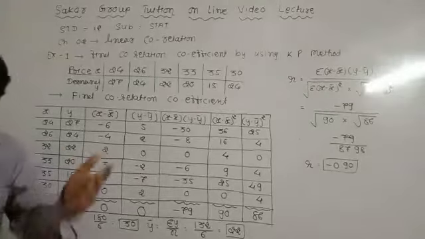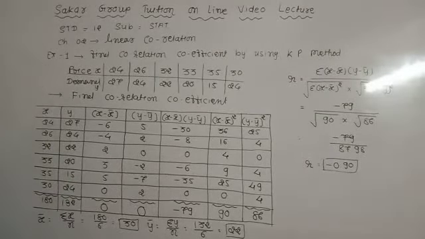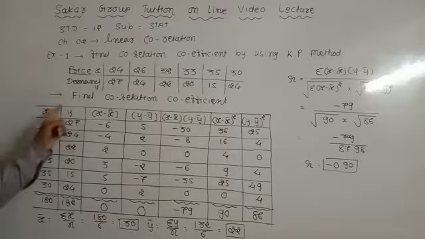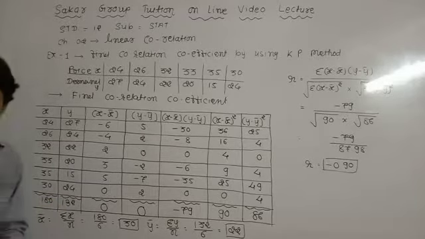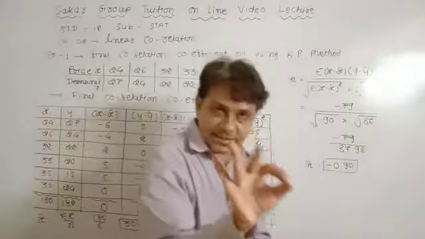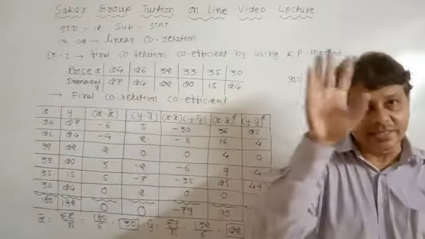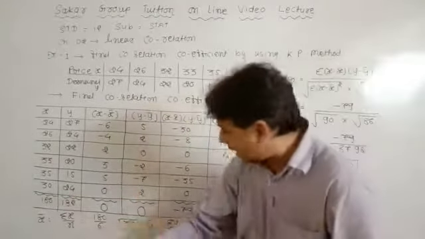You have already studied this calculation before. Suppose we have to find X bar, then first we take the addition of this column, that is sigma X, which is 180. Next you take the addition of the Y column, that is sigma Y. The addition of sigma Y is 132. After taking sigma X and sigma Y, now we use the formula to find X bar and Y bar.